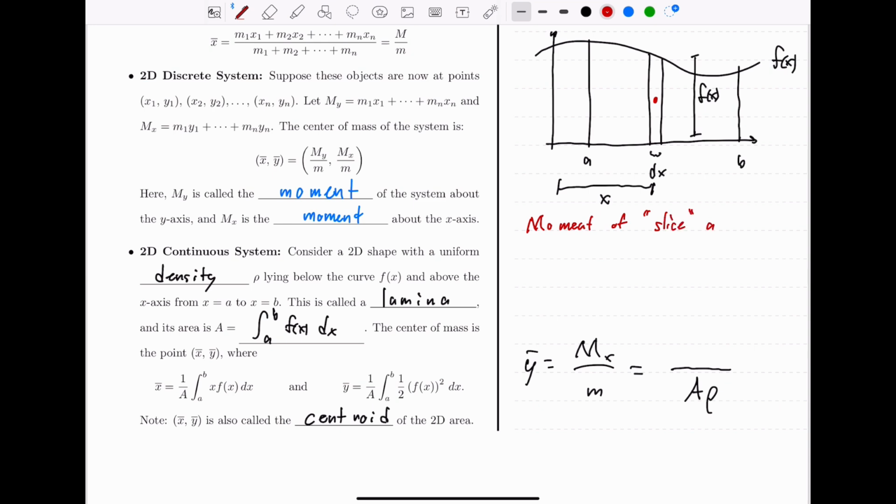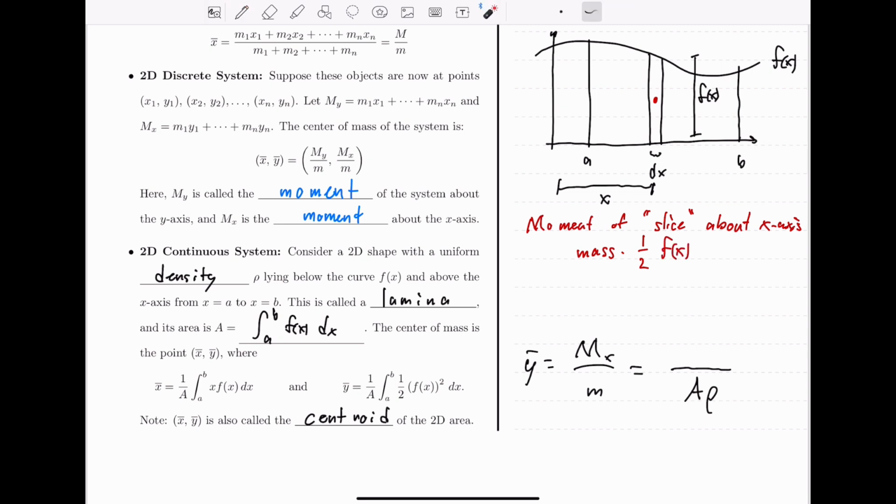this time about the x-axis. Well, once again, the moment is the mass times the distance. So the mass here, that will be the area times density once again. And the distance, now we're measuring distance to this center of mass of the slice. So the distance will be half of the height, 1/2 times f of x. So the distance here, 1/2 times f of x.